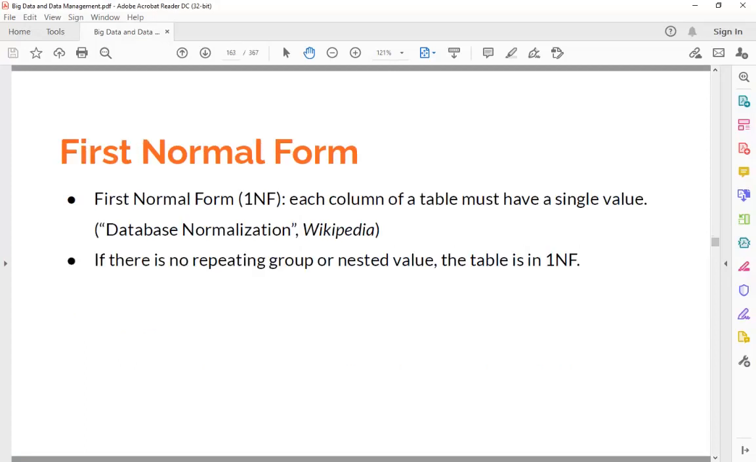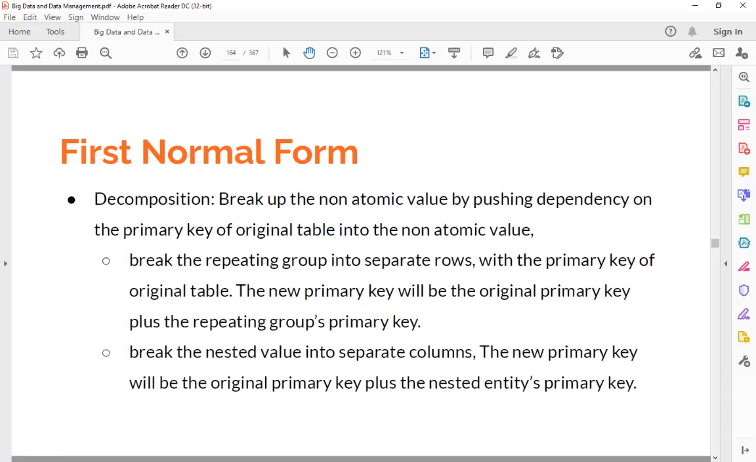If each column of the table is a single value, then we say the table achieves first normal form, which means if there's no repeating group or nested value, then the table is in first normal form, or is first normal form compliant. How do we achieve first normal form, however?